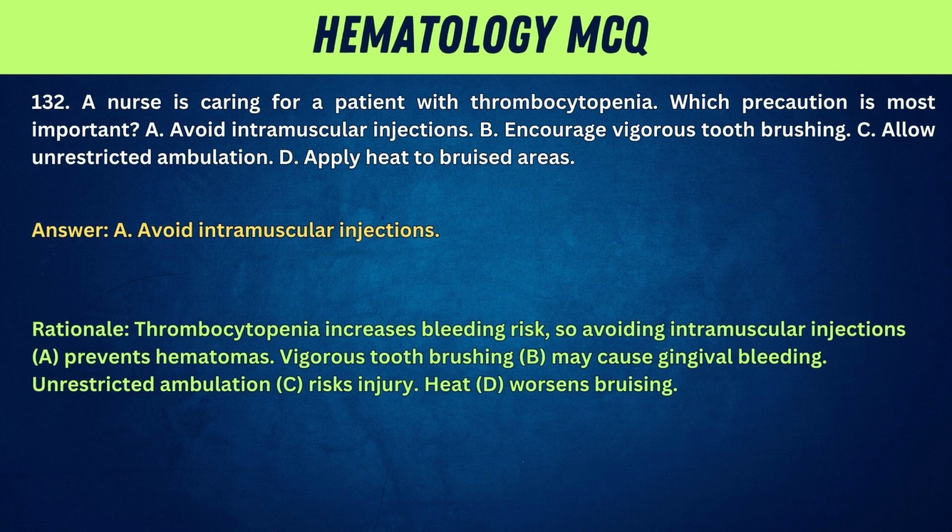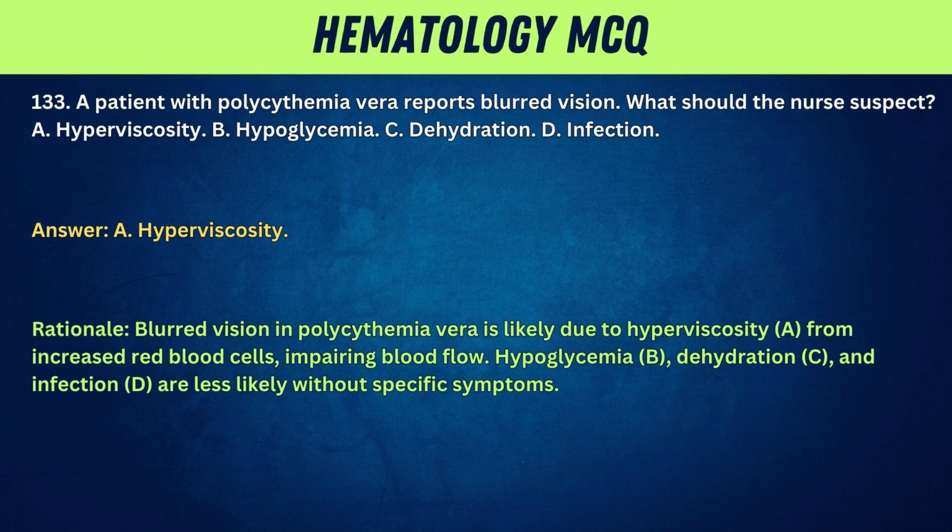Rationale: Thrombocytopenia increases bleeding risk, so avoiding intramuscular injections, A, prevents hematomas. Vigorous toothbrushing, B, may cause gingival bleeding. Unrestricted ambulation, C, risks injury. Heat, D, worsens bruising.